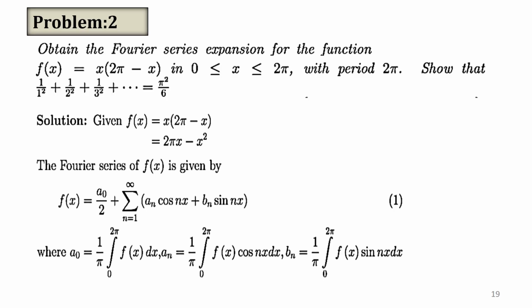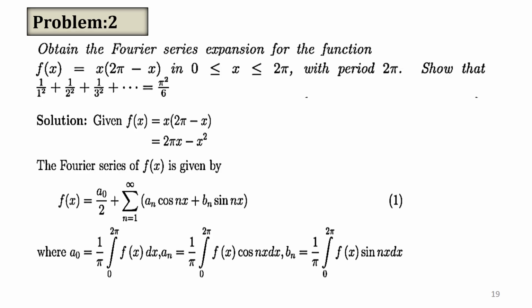Now f of x is equal to x into 2 pi minus x, 0 less than or equal to x less than or equal to 2 pi, with the period 2 pi. We have to show that 1 by 1 square plus 1 by 2 square plus 1 by 3 square and so on equals pi square by 6. Okay, now write the formula.